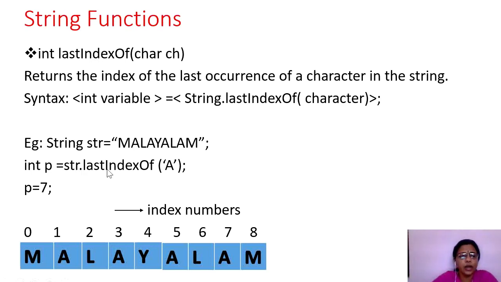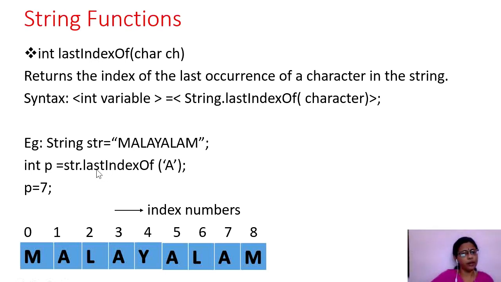str.lastIndexOf('a'). I am going to look for where my A is present last in that particular string. If you look into this string, A is available at the first position, the third position, the fifth, and also the seventh. But what is my requirement? Where is that A present in the last position? Out of first, third, fifth and seventh, my A is present at the seventh position. So my answer will be p is equivalent to 7.